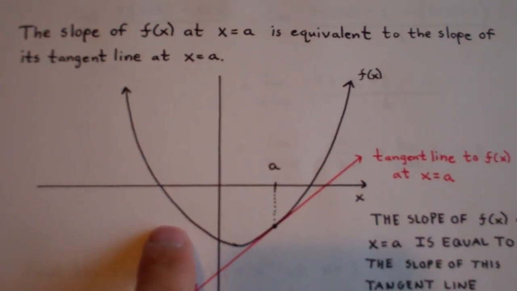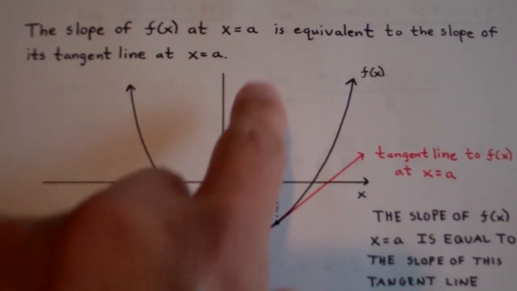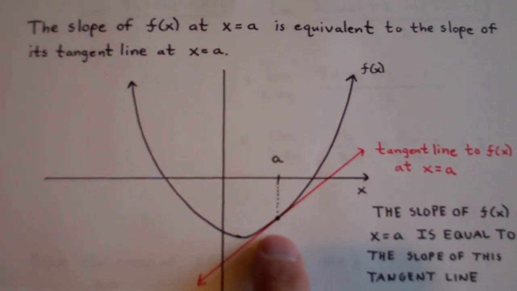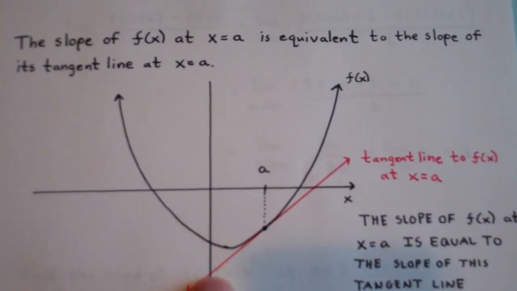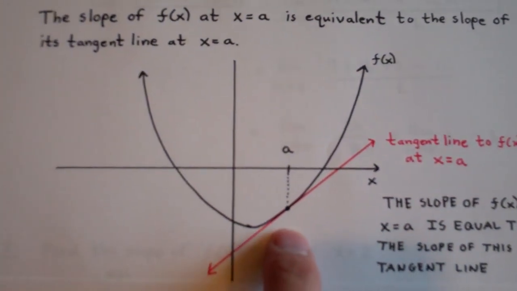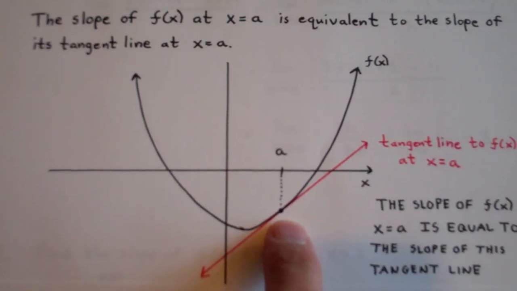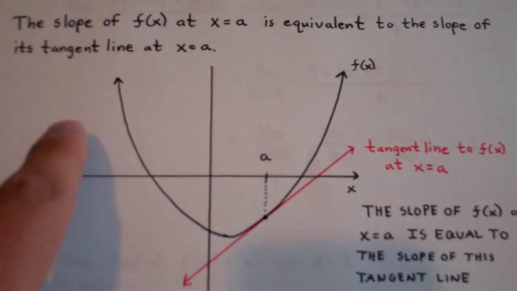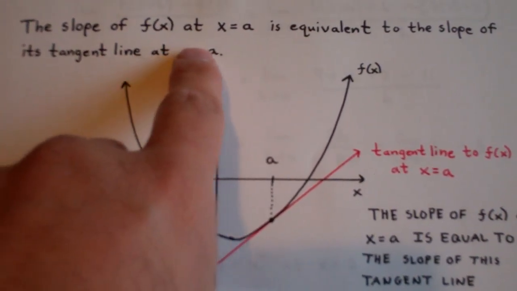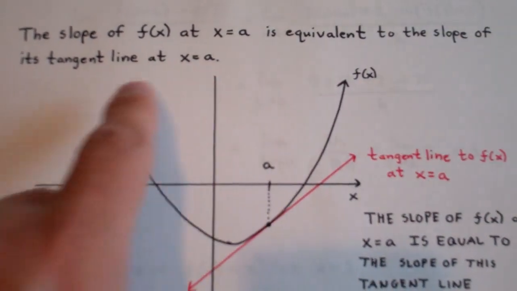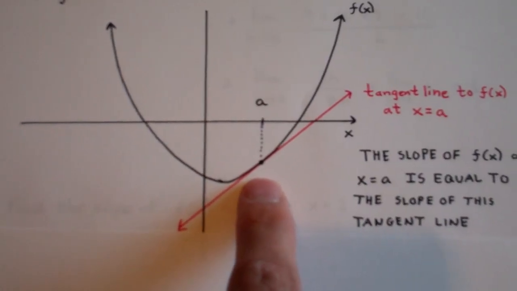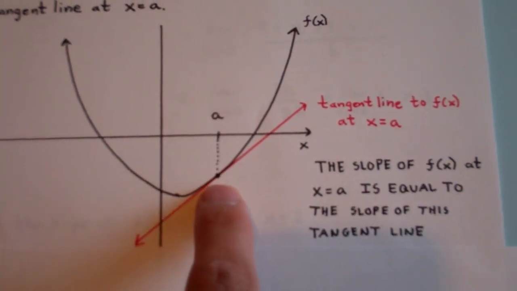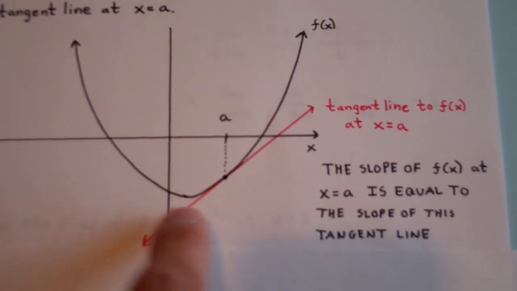So I've drawn a quadratic function here. And you can see here at the point where x is equal to a, I've drawn what's called a tangent line. A tangent line is a line that just touches the graph at that point. So the slope of a function at any point is equivalent to the slope of its tangent line at that point. So if we knew what the slope of this tangent line was, that would be the slope of the curve at that point.